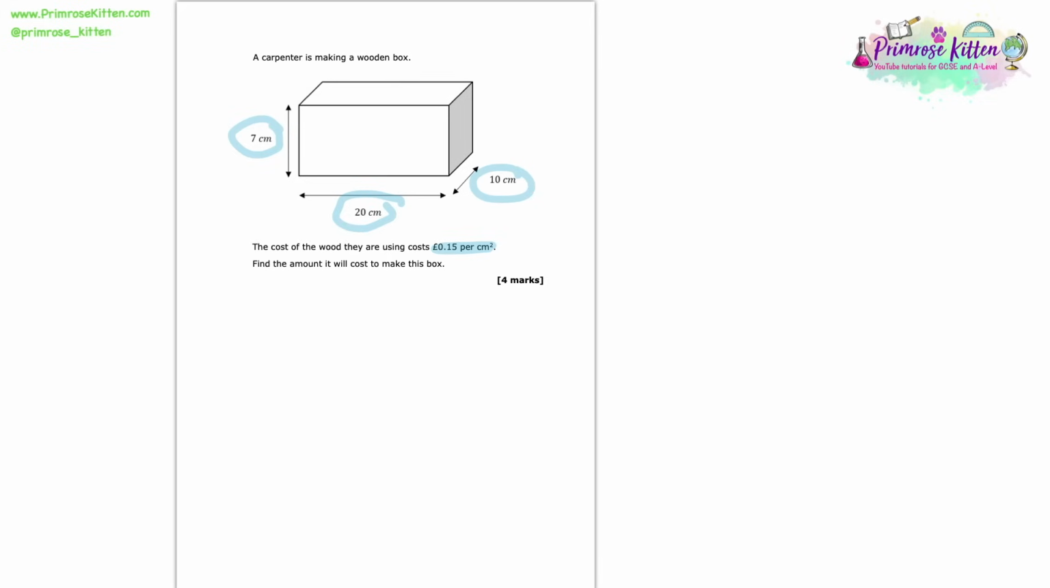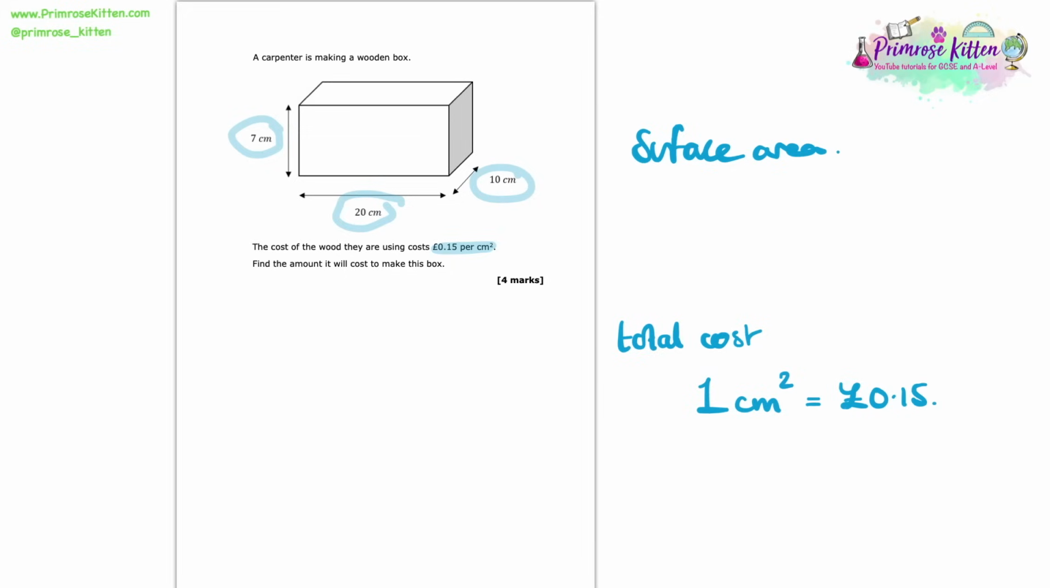What we're going to need to do is to work out the surface area of the box, and then once we know the surface area, we can work out the total cost of the wood. Because we know that 1 centimetre squared is going to cost us £0.15. So let's get started. So let's start here by working out the surface area. So there's 6 faces to this cuboid.